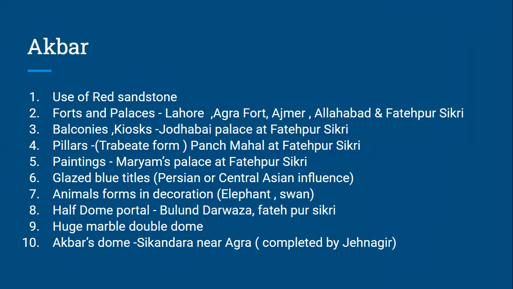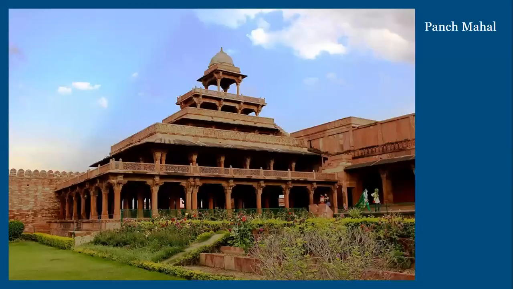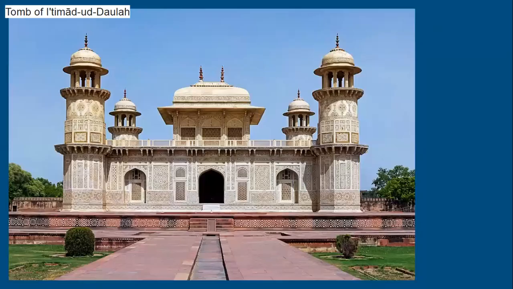Forts and palaces, Lahore, Agra Fort, balconies, kiosk at Jodhabai Palace, pillars extensively we find at Panch Mahal, paintings are there in Mariam's palace, blue tiles are being used, animal decorations are there, and half dome portal, Buland Darwaza, and marble dome that is in Humayun's tomb. And Akbar's tomb is there, but the tomb of Akbar was started by Akbar but completed by Jahangir. Okay, so this is the architecture under Akbar.